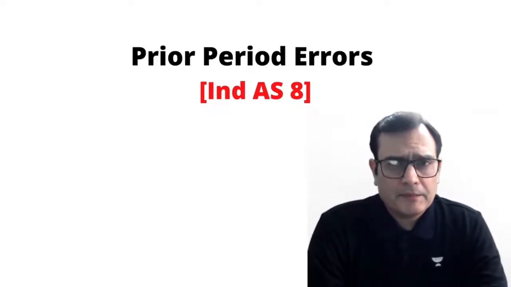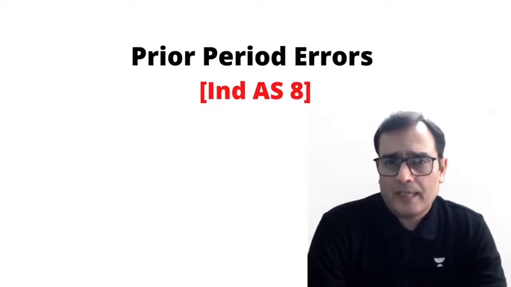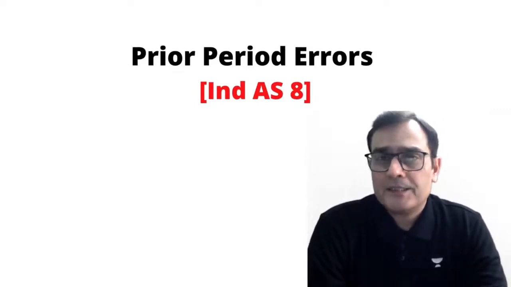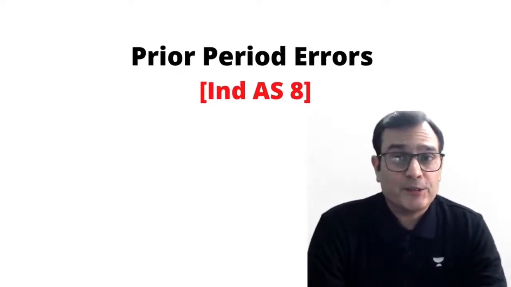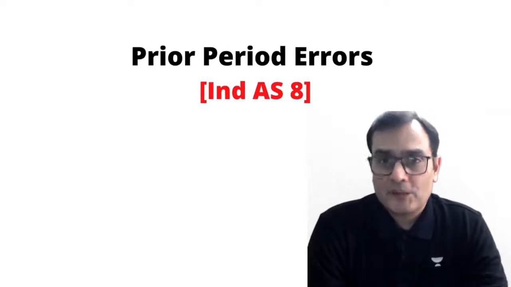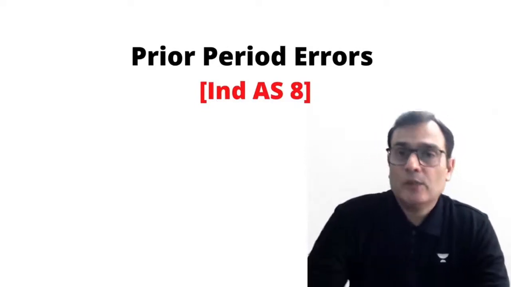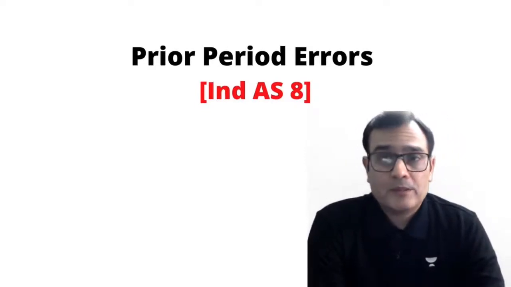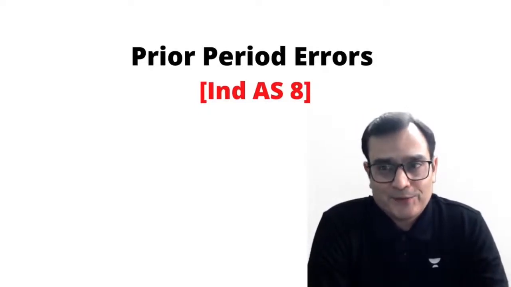So I think the name itself is quite suggestive, prior period errors. But I said there are two kinds of errors, errors in the current year as well as errors which have taken place prior to the current year. Let's find it out in detail. What does Ind AS 8 talk about the concept of prior period errors?